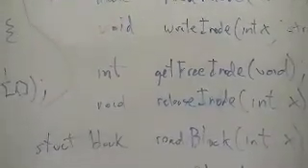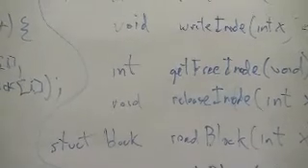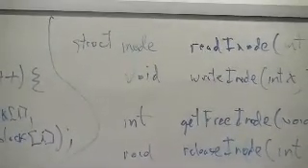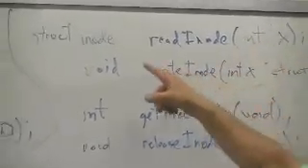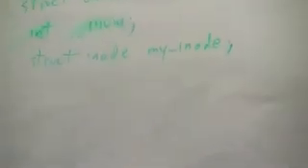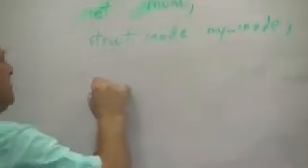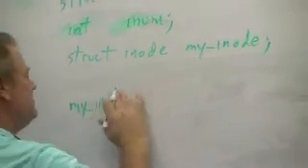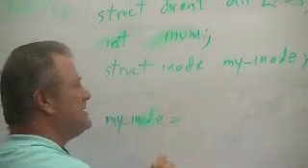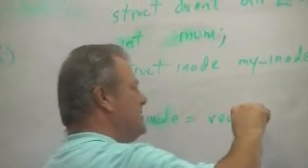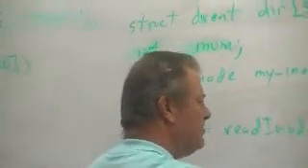So, help me out here. You have the int 0. I mean int. Read inode. Read inode int 0 and put it into one of these things. Okay? Where's one of those things? How about right here? So how about my inode gets read inode 0.